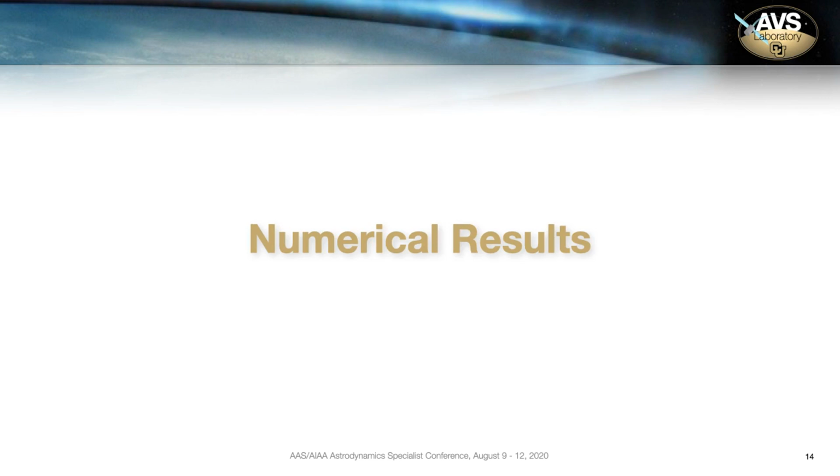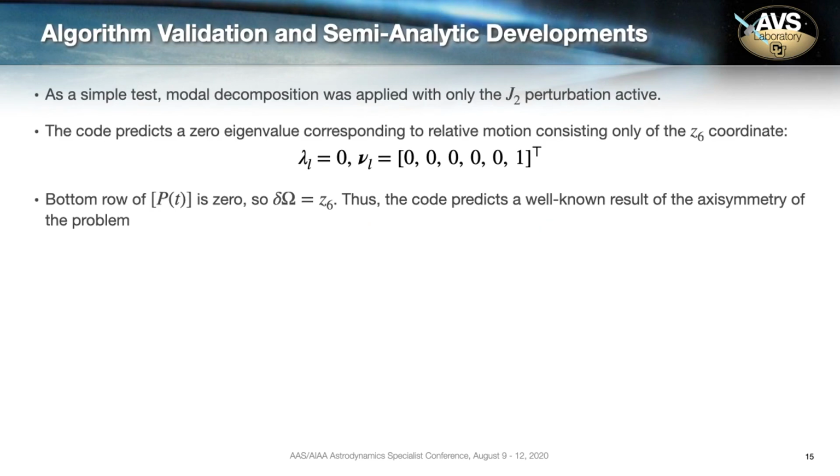Now we'll discuss the numerical results. First, note that we applied the modal decomposition to the J2 only problem. The algorithm predicts that for 2 spacecraft with only a right ascension difference, there will be no change in their relative motion. This is a well-known result of the axisymmetry of the J2 problem, and it's reproduced by our technique.